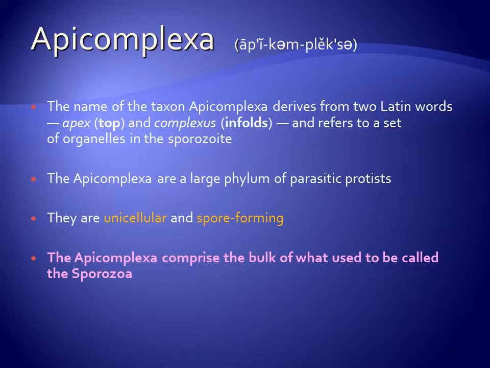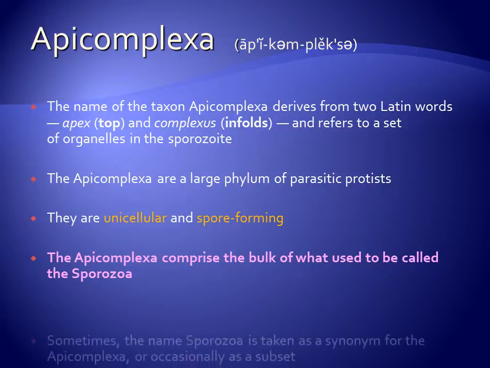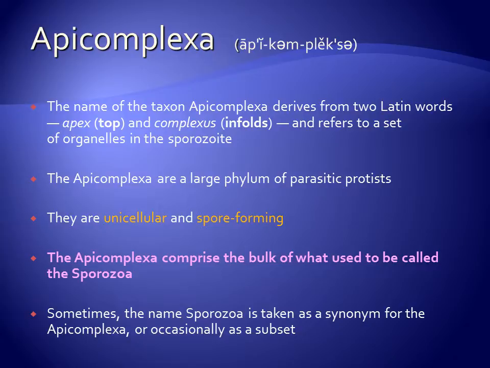So as you're studying and in practice, you're going to run into both of these terms. Sometimes the name sporozoa is used as a synonym for the apicomplexa. Occasionally, it's considered a subset.